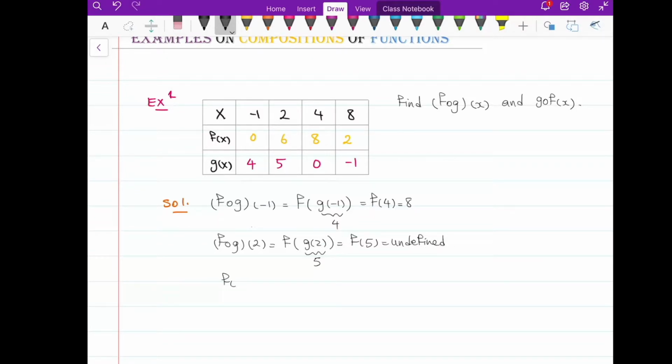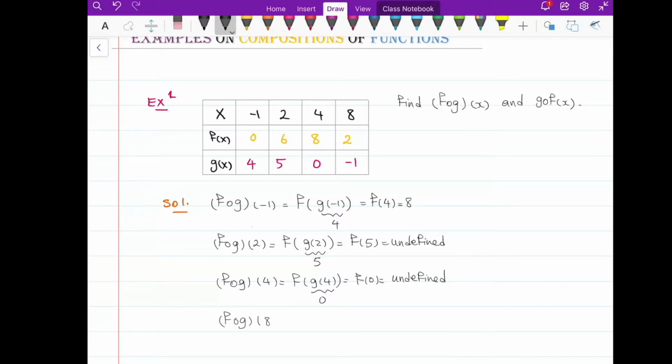Okay. How about f∘g of 4? It would be f of g of 4, and g of 4 is equal to 0. You see, g at 4 is equal to 0. Now, what is f of 0? It is actually undefined, because f of 0 is undefined. That's why I can say that 2 and 4 are not in the domain of f∘g. Okay, let's move on to the next one.